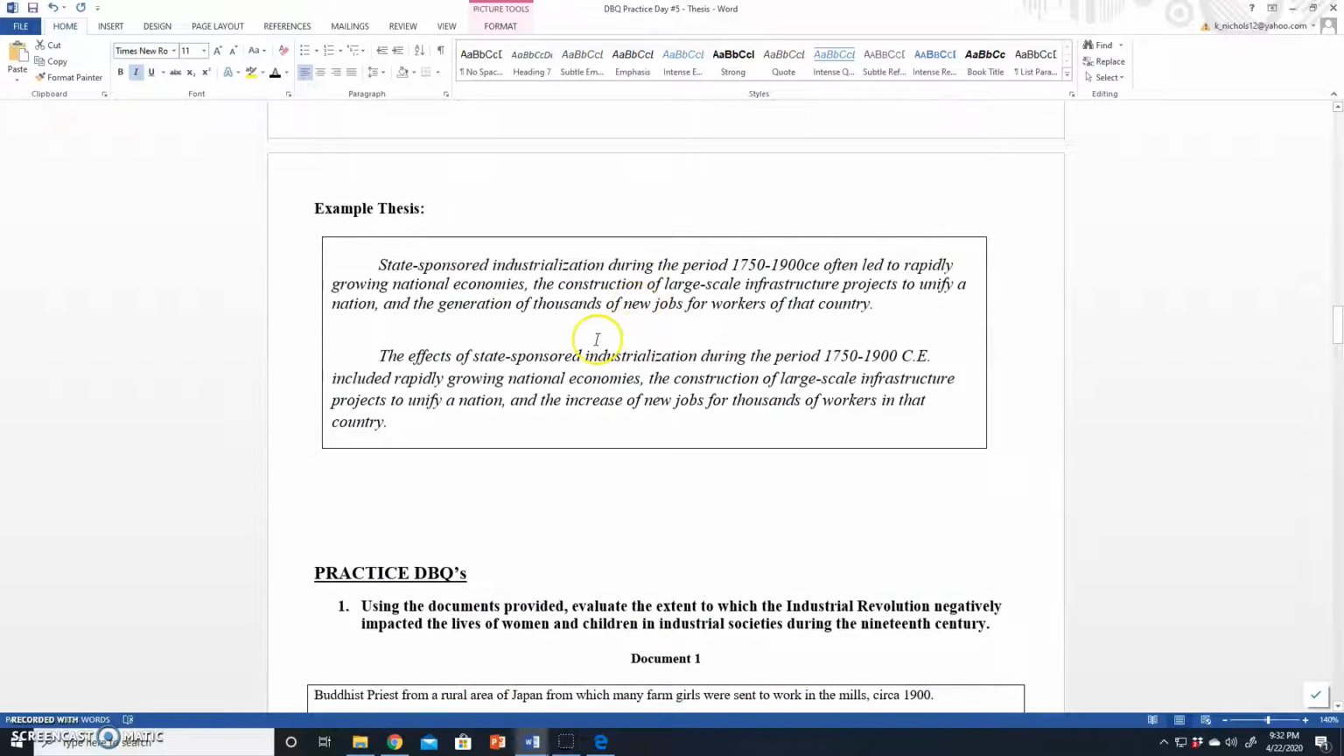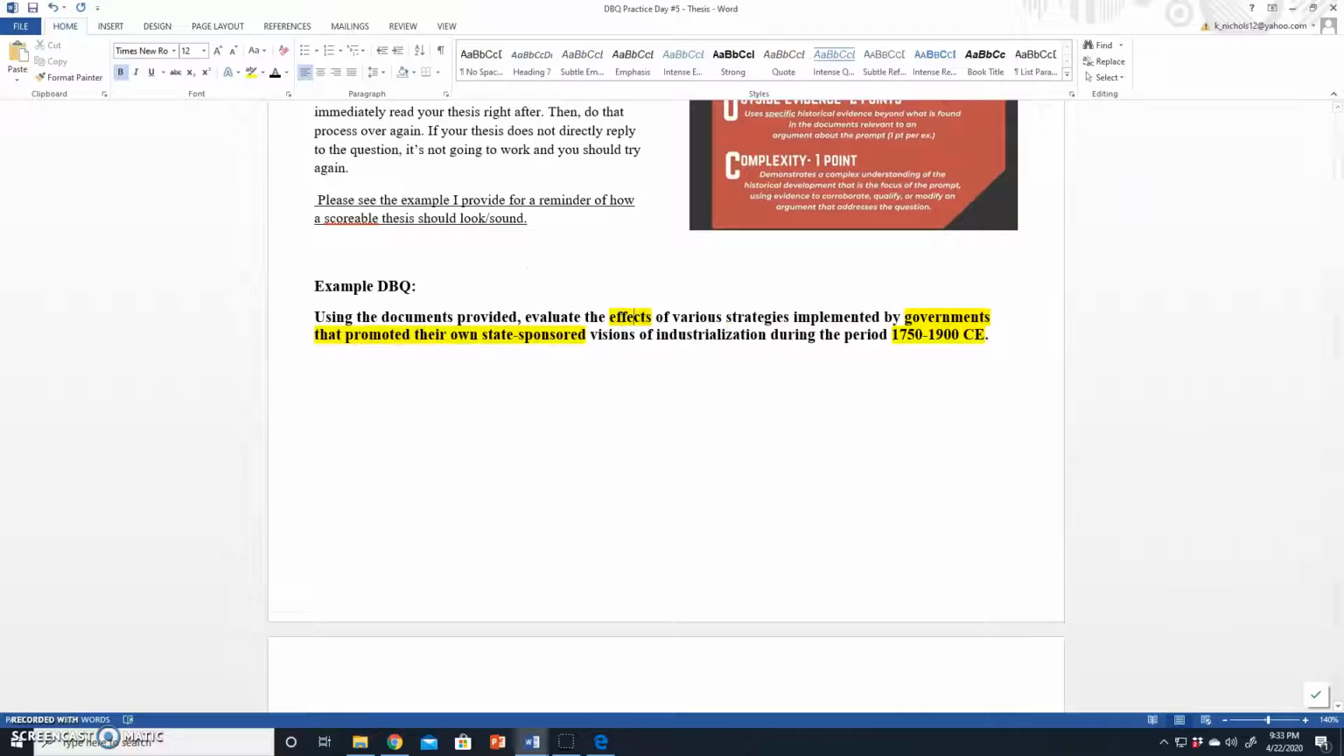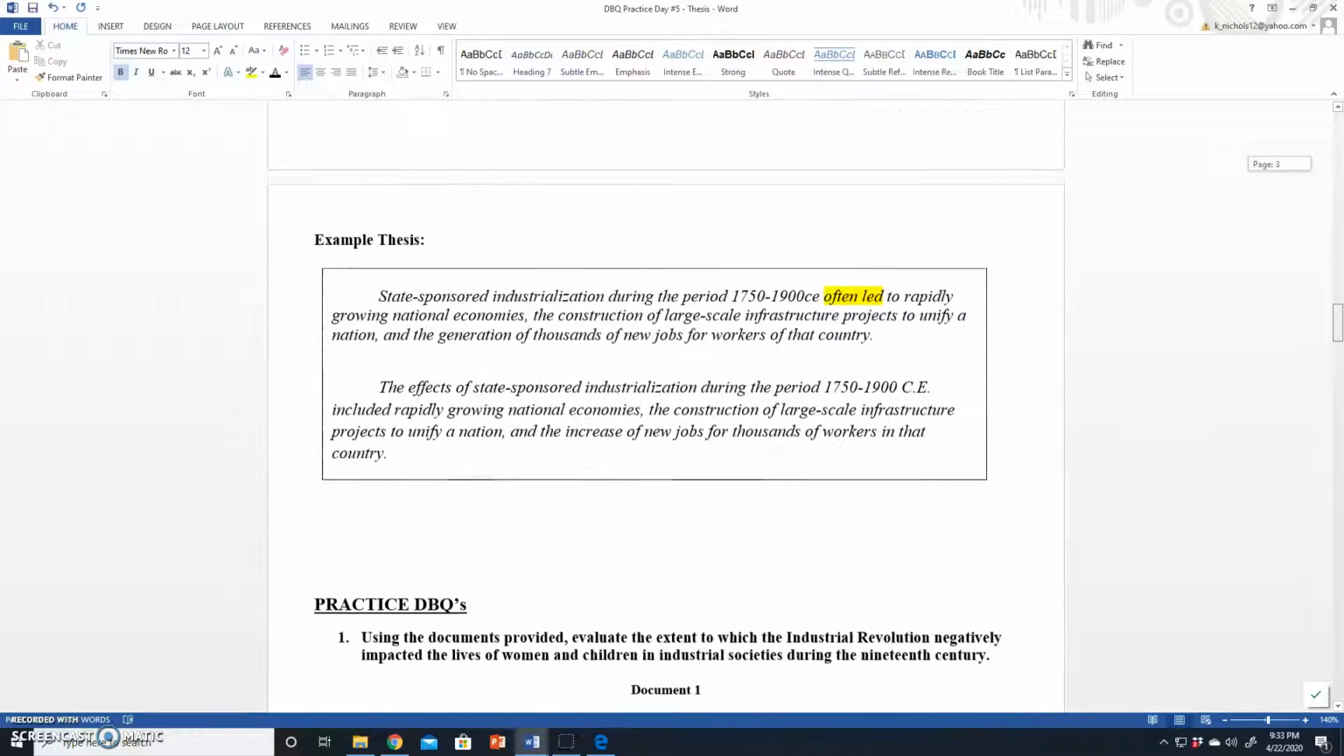Okay, so I'm going to show you 2 different theses. They're right here. The first thing you need to do when you're writing a thesis, I would say, is restate what the question is. State-sponsored industrialization during this time period. That's my restating. I restated the question. Boom. Next thing you need to do, you have to have a verb that is relating to what your prompt is about. When we go back up here, my big verb here is going to be effects. Okay?